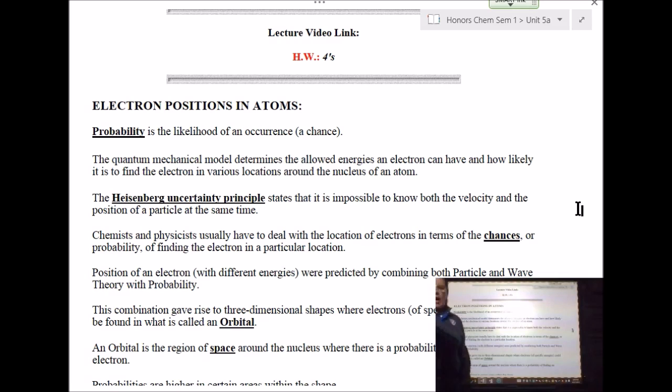So if you're a hydrogen atom and we want to find that one electron that hydrogen has, we're not going to look real far away from the nucleus. We're going to look in a specific location if we actually cared about that sort of thing.